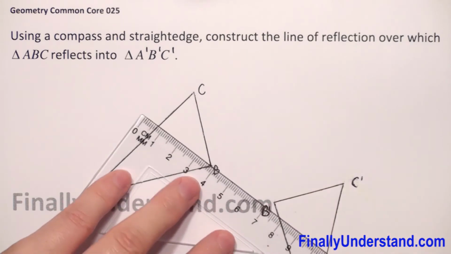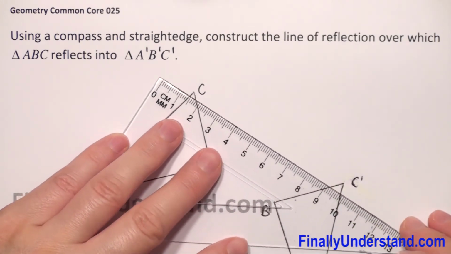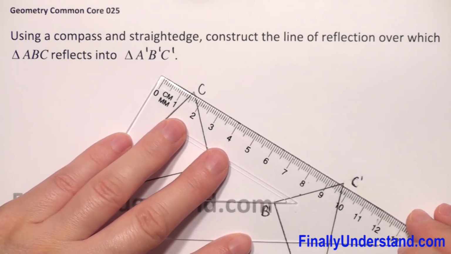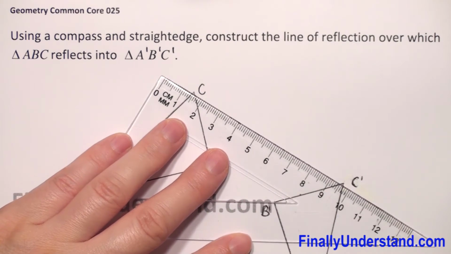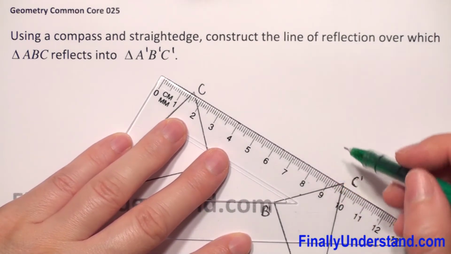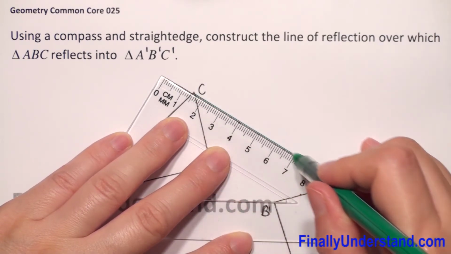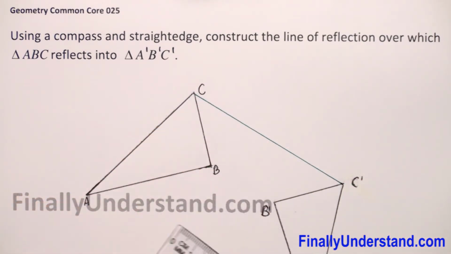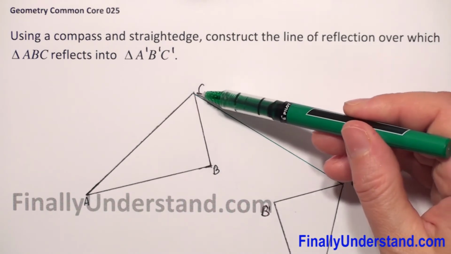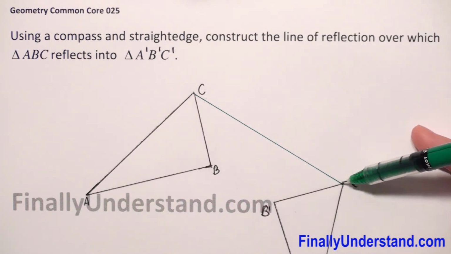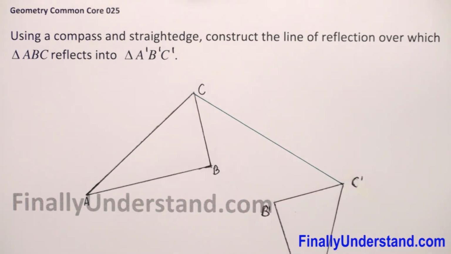So first we will connect, for example, C and C', vertices, and now we will draw the perpendicular bisector to this segment CC'. We have to use the compass.